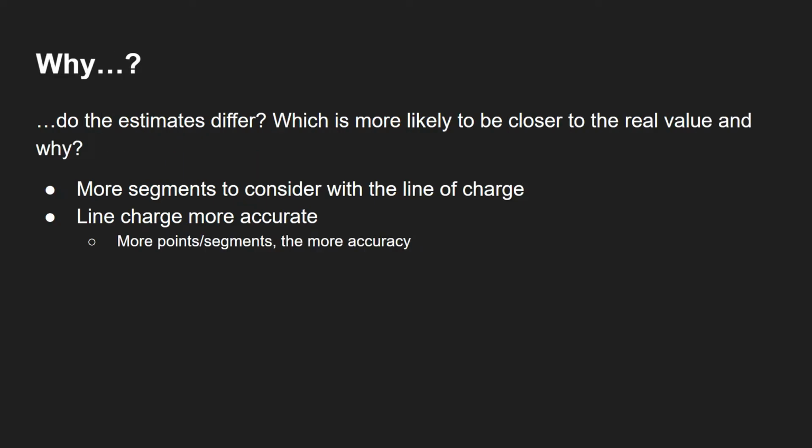Why do the estimates differ, and which is more likely to be closer to the real value, and why? Estimates differ because in the line model we're taking into consideration multiple points along the line instead of just treating it as one point charge. As we could see before, the more points you have, the more accuracy you have. We had 100 points with the line model and only one with the point charge, so the more points across the line, the more accurate you get.